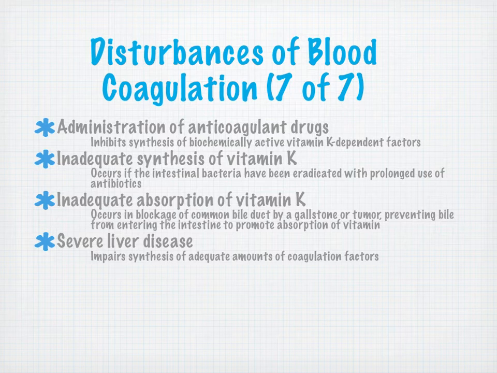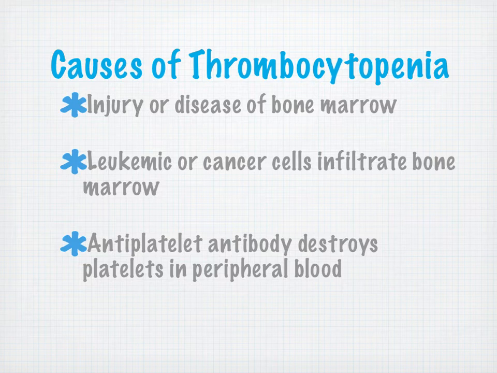And inadequate synthesis of vitamin K is going to occur if the intestinal bacteria have been eradicated because of too many antibiotics. Inadequate absorption of vitamin K could result from a blockage in the common bile duct by a gallstone or a tumor. And severe liver disease impairs the synthesis of adequate amounts of coagulation factors. So we just said the same thing on two different slides, in two different ways, but you got the message, hopefully.